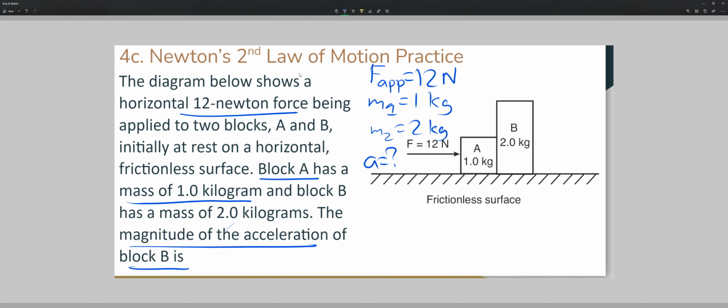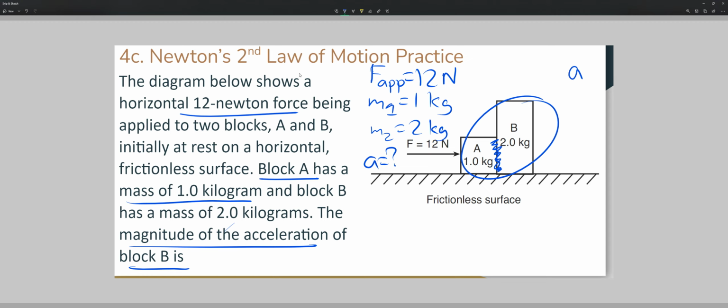The very important thing here is to realize that these blocks are moving together. And if these blocks are moving together, they feel the same acceleration. They are connected. You might as well get rid of this boundary and treat them as one object. So when you're solving this problem, you do not solve for the individual mass, you solve for the entire moving object.